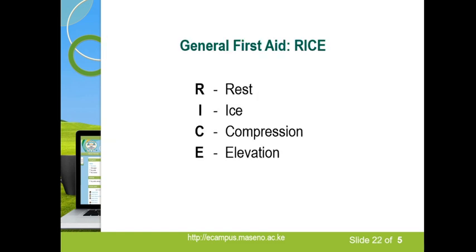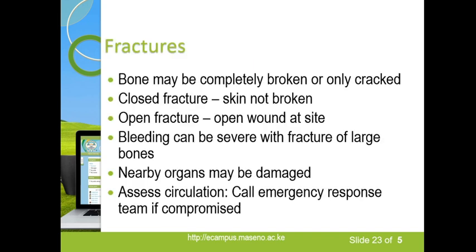Now our approach in this kind of injuries is what we call RICE, which stands for rest, ice, compression, and elevation. Now the first that we want to look at are fractures. A fracture is a breakage in the continuity of the bone. We can have an open fracture or a closed fracture. An open fracture has a wound site. In a closed fracture, the skin is not broken, but there is a fracture.